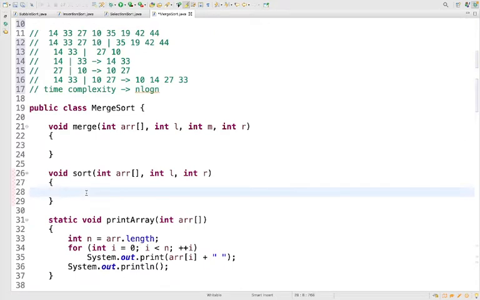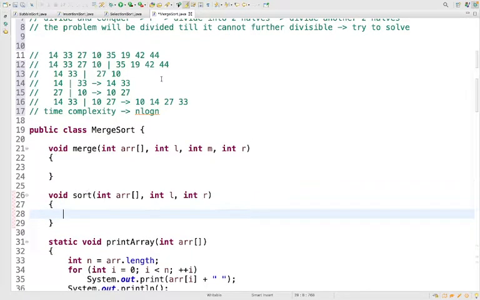Now before writing the merge, we have to define another function, another template, so that we can divide the array into multiple subproblems. For that, the sort function will be used. It is actually used to divide the problem into subproblems.